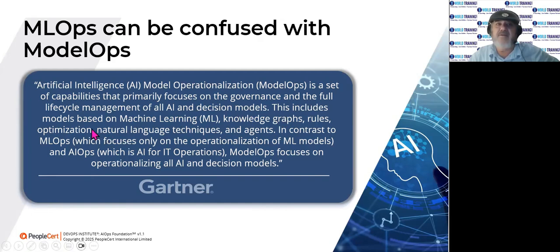This includes models based on machine learning, knowledge graphs, rules, optimization, natural language techniques, and agents, in contrast to MLOps, which focuses only on the operational aspects of machine learning models, and AIOps, which is AI for IT operations. Model ops focus on the operation of all AI and decision models.